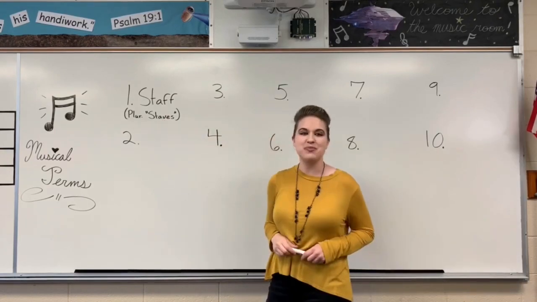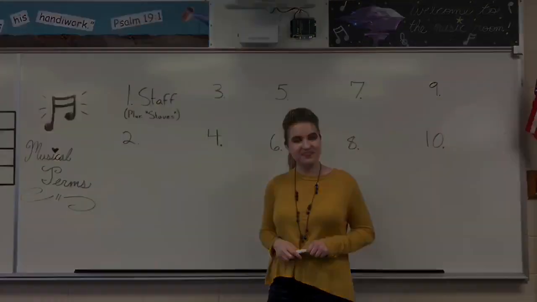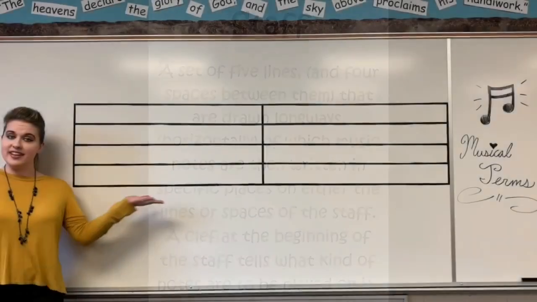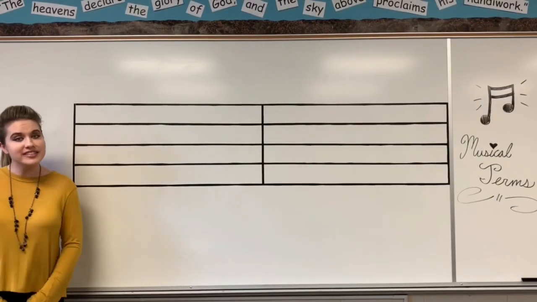Let me go ahead and explain what a staff is. A set of 5 lines and 4 spaces between them that are drawn long ways, horizontally, of which music notes are then written in specific places on either the lines or spaces of the staff. A clef at the beginning of the staff tells us what kind of notes are to be played on it. So this is an example of a staff.